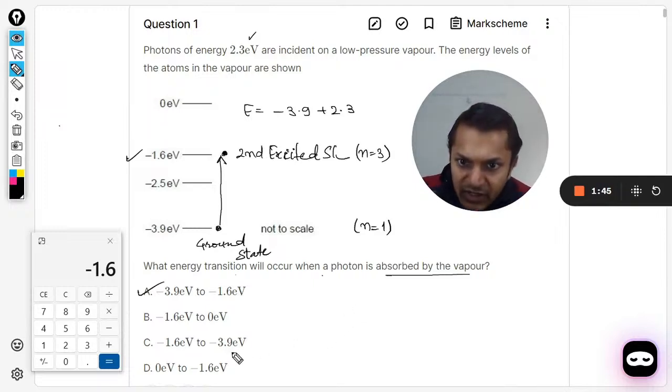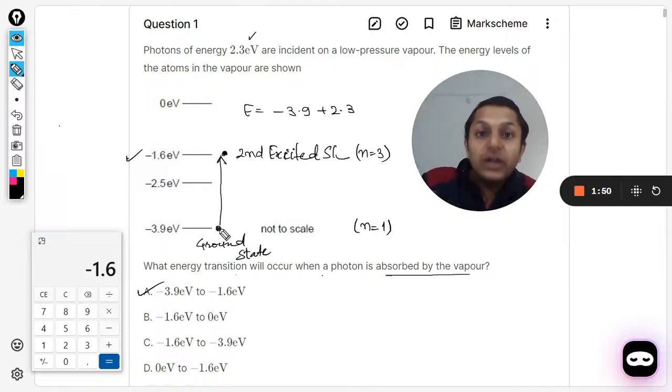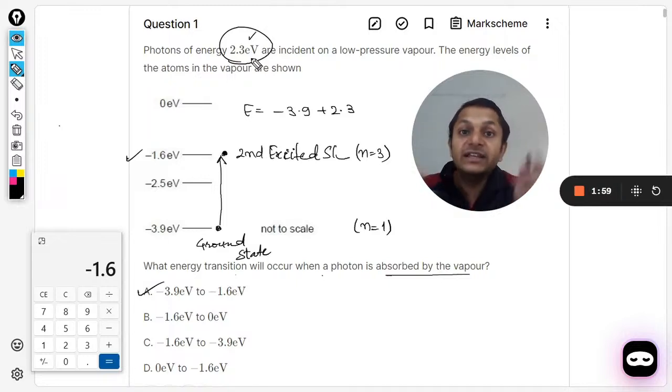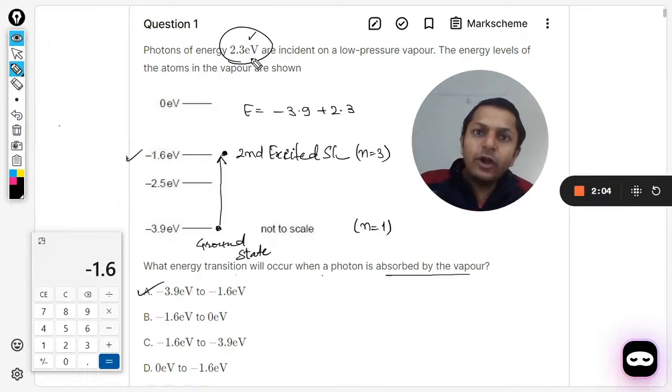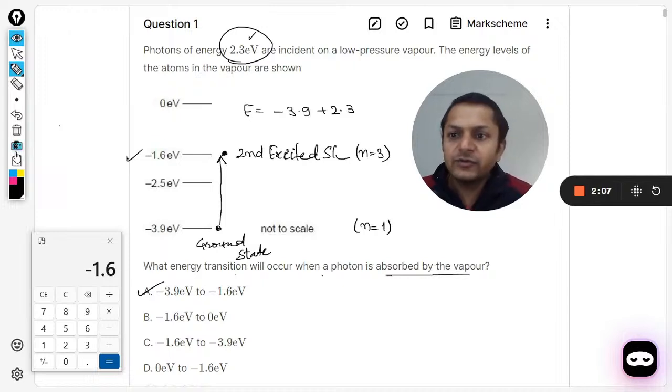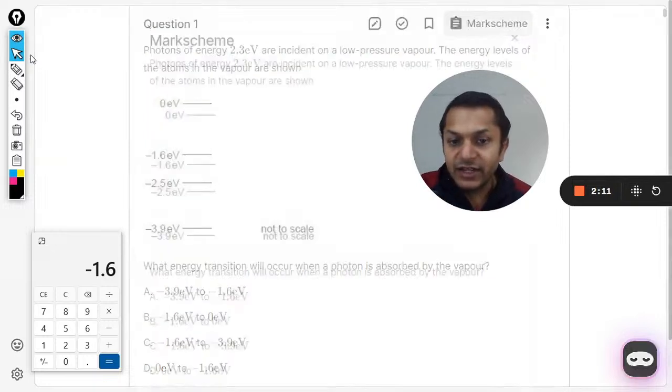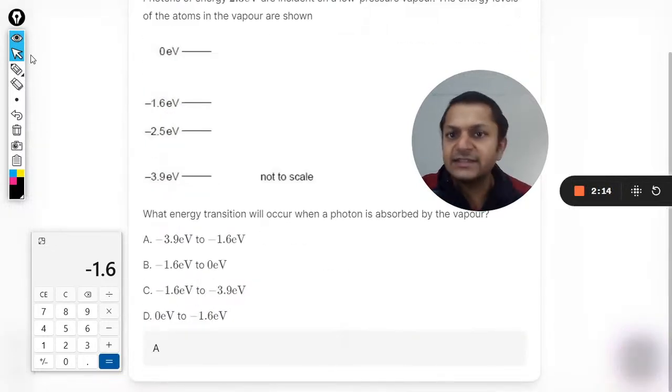My dear students, this is also given here. You see, it is going from negative 1.6 to negative 3.9. Well, the amount of energy will be 2.3 only, but it will not be absorbed in that case. In that case, 2.3 electron volt energy will be released by the atom, and that photon will be created by the atom, but it will not be absorbed. So clearly our answer is A for this, and let us verify from the mark scheme whether the answer is A or not. And clearly yes, the answer is A. So my dear student, this is how we do it. This is Professor Varun. Thanks for joining. All the best. Bye.